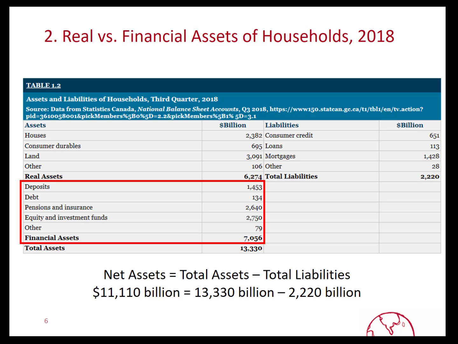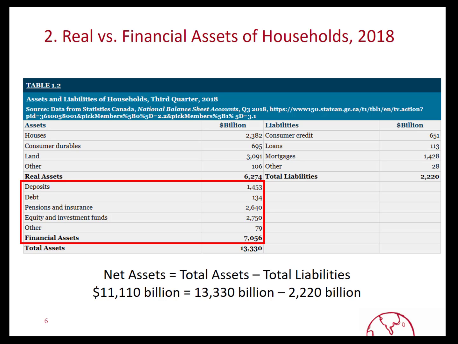When it comes to financial assets, we have a lot of money sitting as deposits in bank accounts. There are also debt instruments that we own and hold. We have money saved up in our pensions and insurance plans, and we hold equity either directly or via investment funds such as mutual funds. So our total financial assets in Canada were about $7 trillion back in the third quarter of 2018, for a total on our balance sheet of $13.3 trillion.